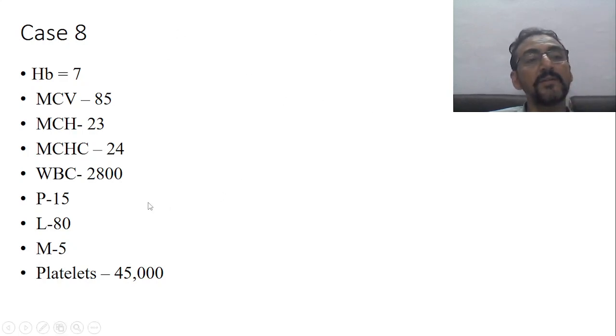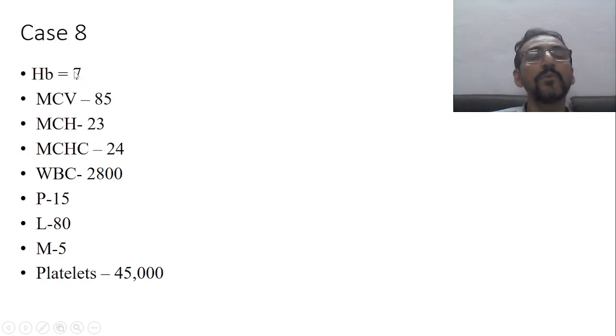HB decreased, WBC decreased, platelets decreased. MCV, MCH, this is almost all showing a normocytic, normochromic picture. But MCH is decreased, 23 from 30. MCHC is 33 to 24. MCV is 85, it should be 90. Yes, any idea now?